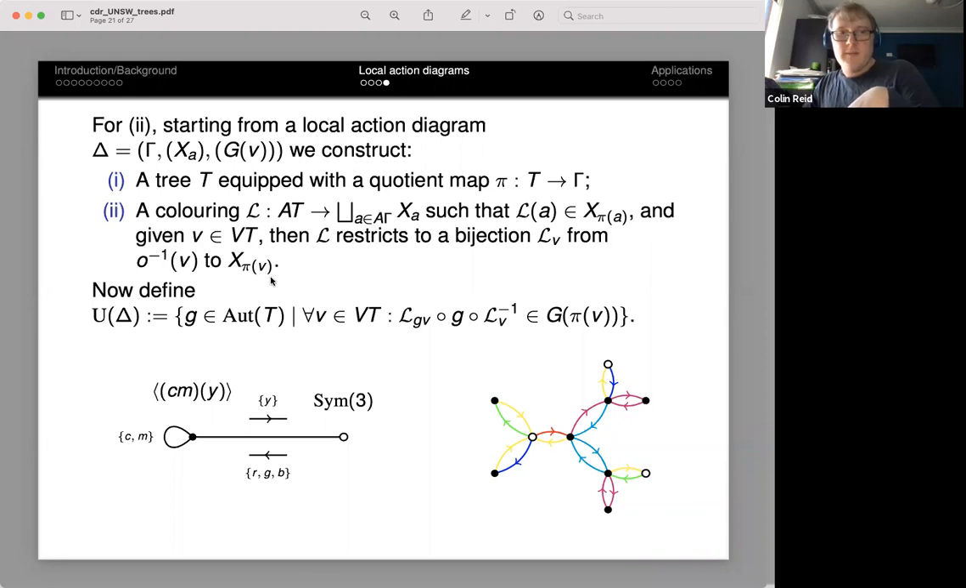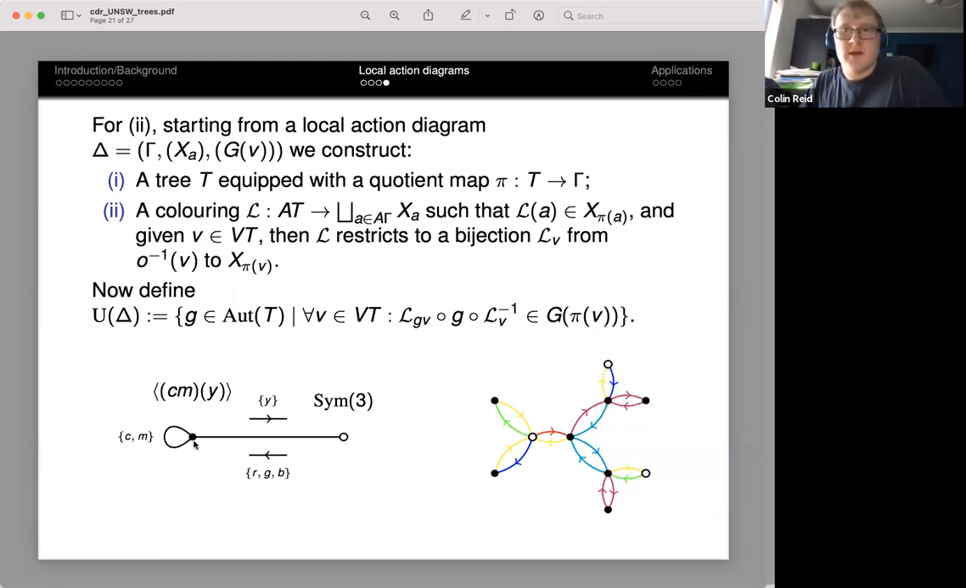So I think maybe I put the inverse the wrong way around there. No, that's the right way around. So if I start with an element in the color set, I apply L_v inverse, and that gives me an arc in the tree. Then I apply my automorphism of the tree, gives me another arc in the tree. And then I apply L of g v, which gets me back to the color set. Right. So that defines a permutation of the colors. And I want that permutation to be in this group.